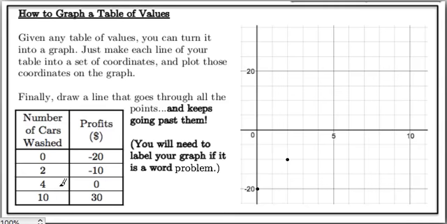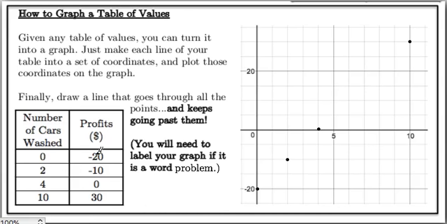I look at the next line, I've got 4 and 0, so I go over 4 and then up 0. That's my next point on my graph. And finally, 10 and 30. So I go over here, 10 for x, 30 for y. That puts me right up there. You might be able to spot that these 4 points in this table of values are showing up as a straight line.